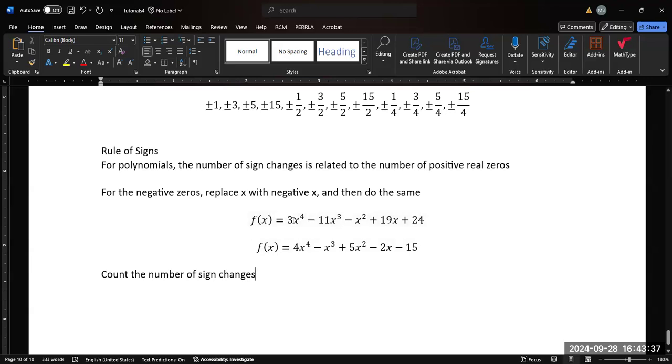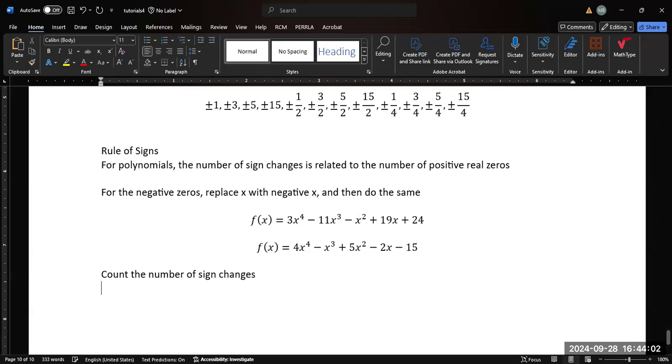So count the number of sign changes. We start out with a positive leading term. Now we have a negative term, so that's one sign change. It stays negative, so that's not a change. Now it flips from negative to positive, that's a sign change, so that's two. And then finally, we also have a positive term, so that is staying positive. So there's two sign changes.